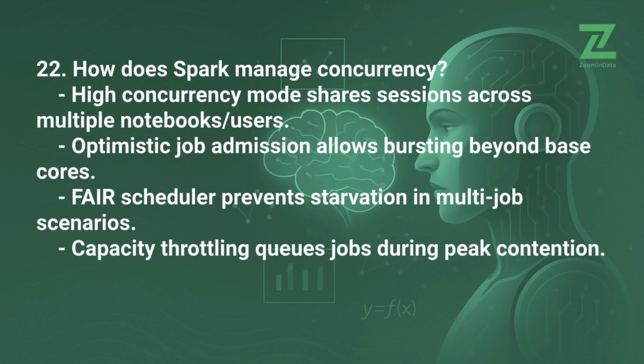22. How does Spark manage concurrency? High concurrency mode shares sessions across multiple notebooks and users. Optimistic job admission allows bursting beyond base cores. Fair scheduler prevents starvation in multi-job scenarios. Capacity throttling queues jobs during peak contention.